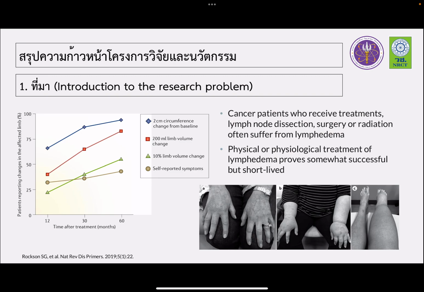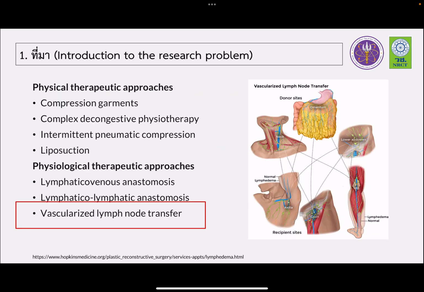Since we know that cancer patients who receive treatment such as lymph node dissection, surgery or radiation often suffer from the condition called lymphedema, which is the tissue swelling due to localized fluid retention. And this is generally caused by a compromised lymphatic system. There are several physical or physiological treatments of lymphedema, and they prove to be somewhat successful but rather short-lived. So there's a problem for these cancer patients.